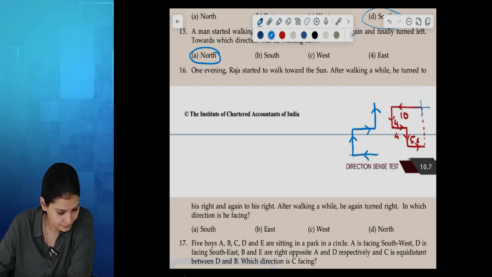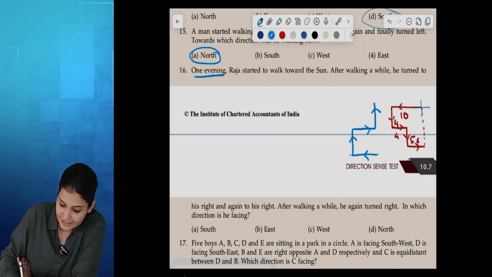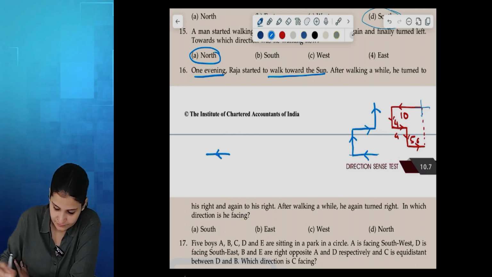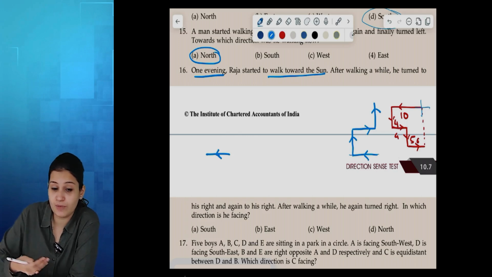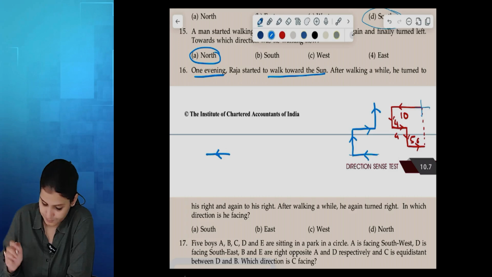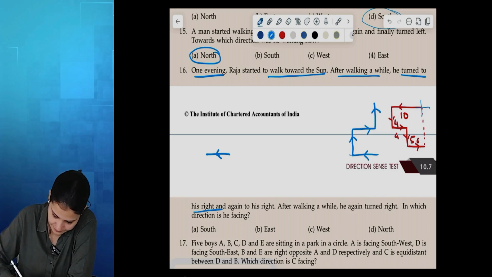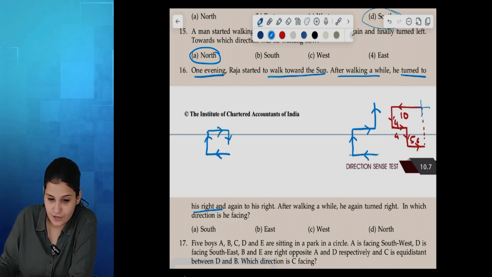16. Ma'am, I had a confusion in this question. Okay. One evening, Raja started to walk towards the sun. If it is evening and he is walking towards the sun, he is walking towards the west. If it would have been morning, he would have been walking towards the east side. After walking a while, he turned to his right, again to his right. He then turned right. Which direction is he now facing? South, ma'am.